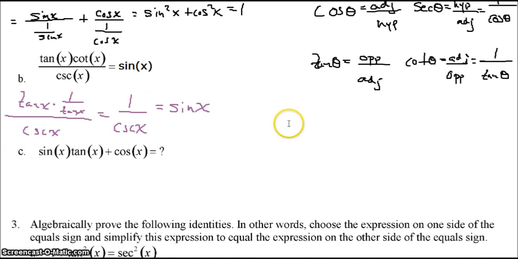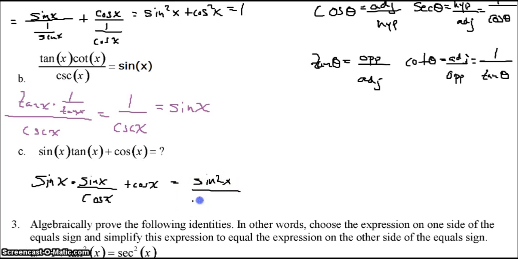Part C, sine of x times tangent of x plus cosine of x. So sine of x times tangent of x plus cosine of x. Know that tangent is sine over cosine. This means that we have sine squared x over cosine of x plus cosine of x. Now maybe we should get common denominators.